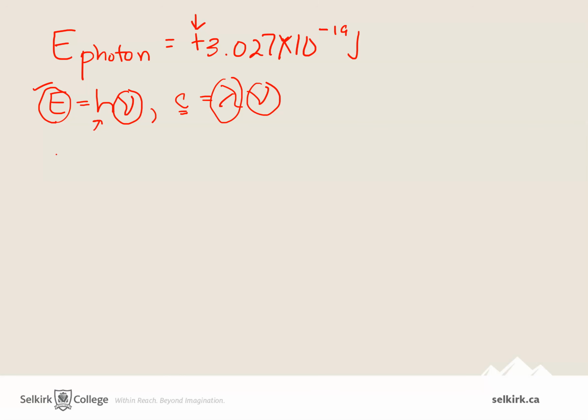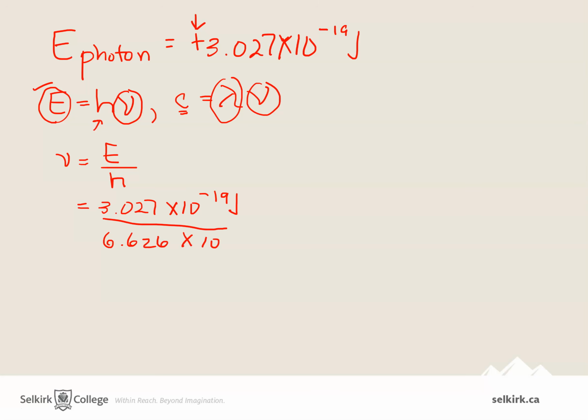So here I go. I want the frequency rearranged to be nu equals E over Planck's constant, 3.027 times 10 to the negative 19 joules, divided by Planck's constant, 6.626 times 10 to the negative 34 joules seconds. And I'll tap that into my calculator. I got 4.568 times 10 to the negative 14 joules.